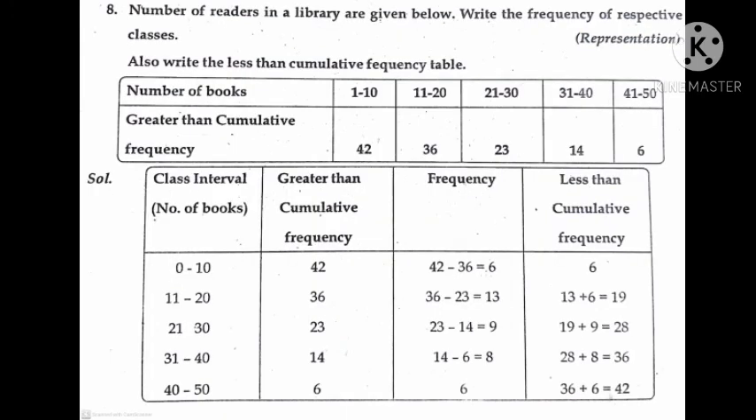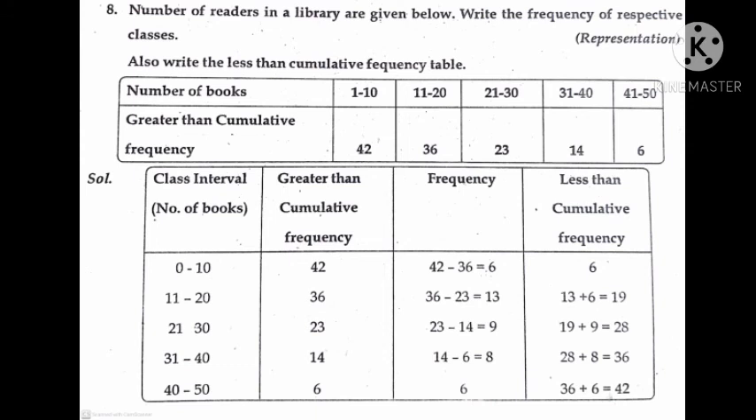Last question of this exercise. The 8th one. The number of readers in a library is given below. Write the frequency of the respective classes and also write the less than cumulative frequency table. Observe the box. The box contains two rows. The first one is number of books and the second one is greater than cumulative frequency.